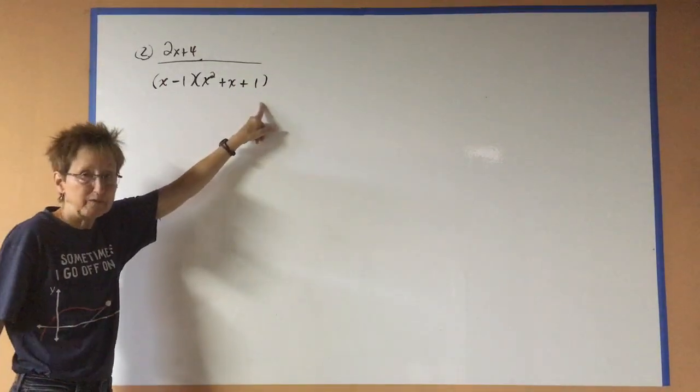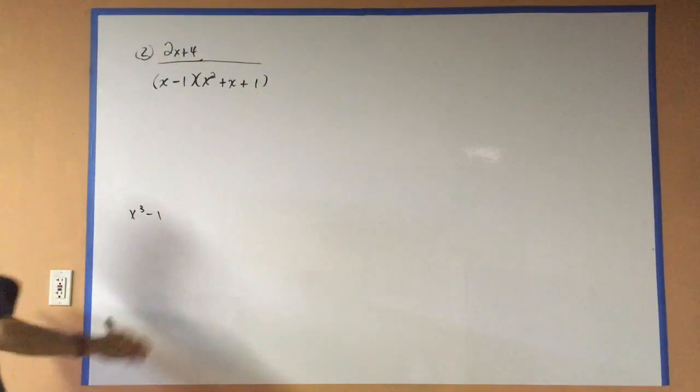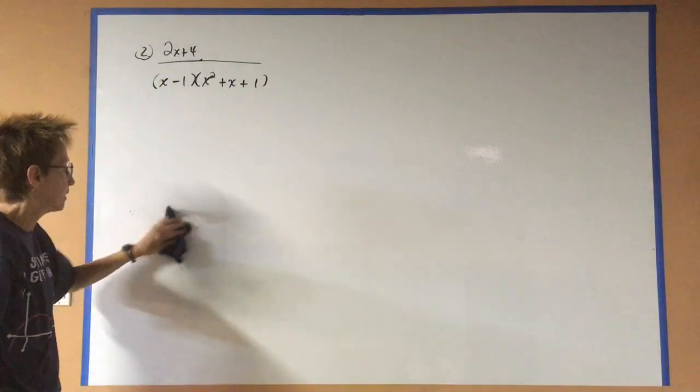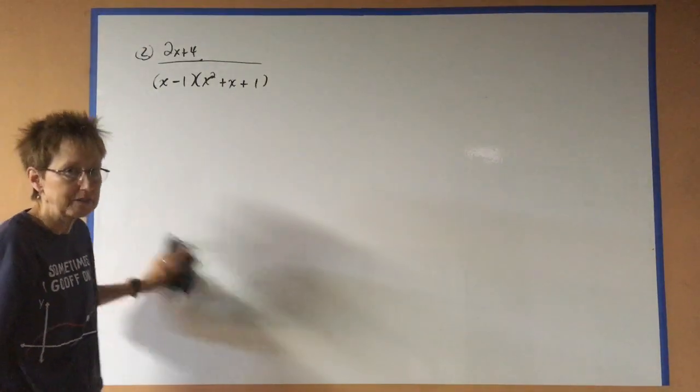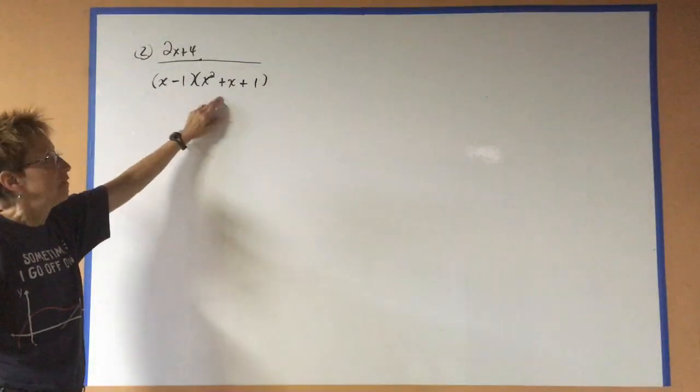This should be prime if you've done things right. When you try to factor that, you're not going to get anywhere. Something that multiplies to 1 and adds to 1, that's not going to work because multiplies to 1 is a 1 and a 1, and there's no way that will ever add to 1. So that piece is prime. So this is now factored.